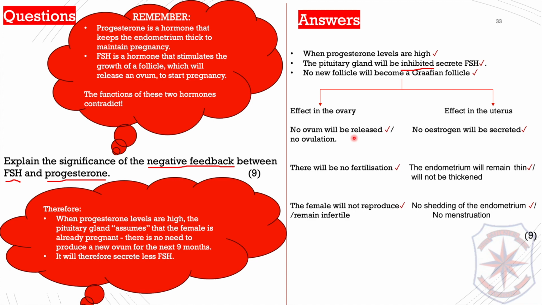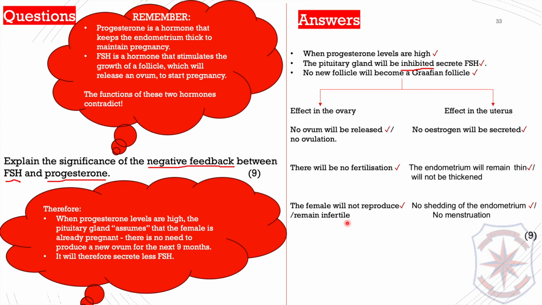Remember, ovulation is the rupturing of the follicle. So since we have no FSH, we won't have a Graafian follicle, so there will be no ovulation. If there is no ovulation, there will be no fertilization. Remember, ovulation releases an ovum. So if we don't have an ovum, there will be no fertilization, and the female will not reproduce, or the female will remain infertile for the 9-month period.